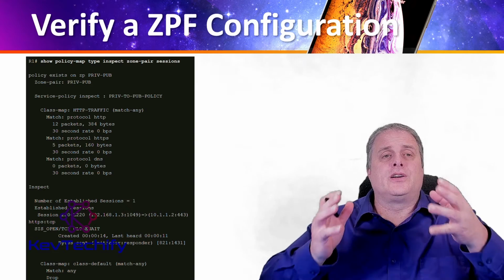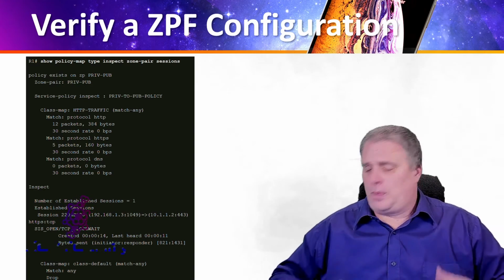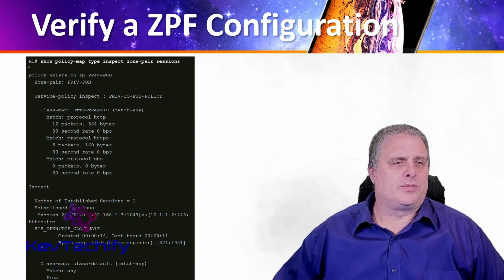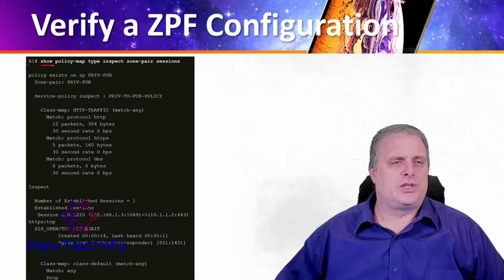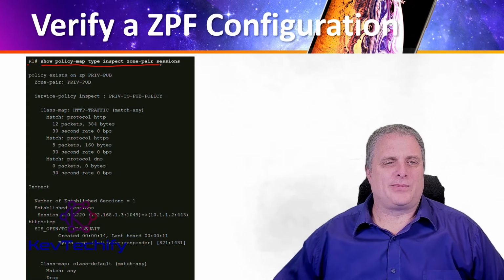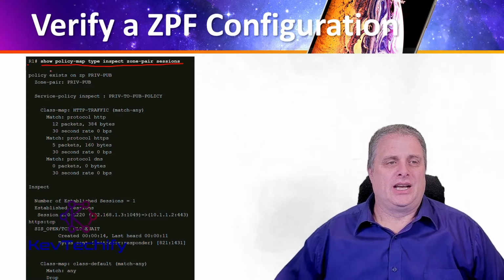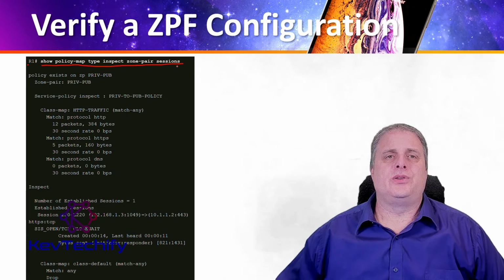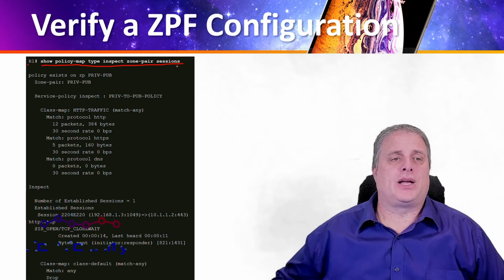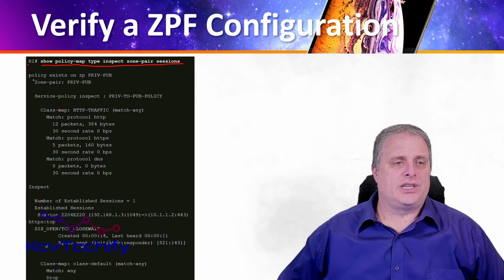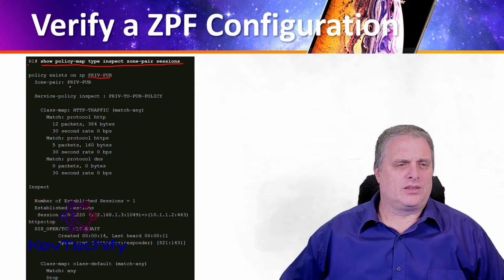To verify your zone-based policy firewall, from privilege exec mode, we can use the show policy map type inspect zone pair sessions. And this is going to give you a lot of the information here that you can use to verify your zone-based policy firewall. First thing we can see here is this is the name that we gave it. So our zone pair is private to public.